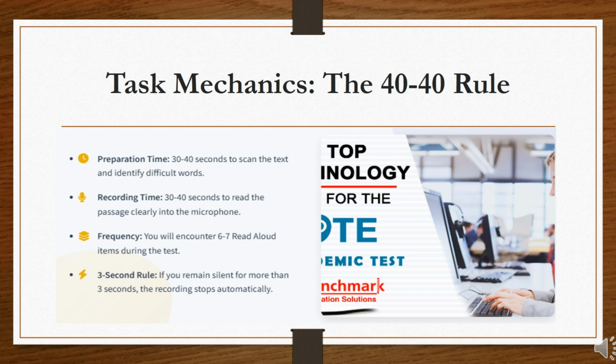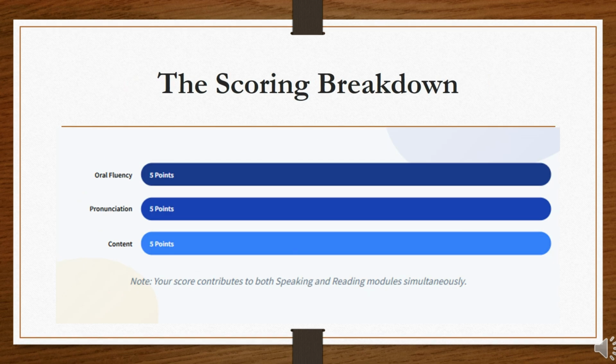And there are 6 to 7 questions of read aloud during the test. If in 3 seconds you're not able to speak, the recording will stop automatically. Be very careful with the tech equipment while doing read aloud. The breakdown will be as such: oral fluency will give you 5 points, pronunciation will give you 5 points, content will give you 5 points. If you make any fumbles or you get very nervous during your delivery of the passage that you're given, you will lose marks in speaking.